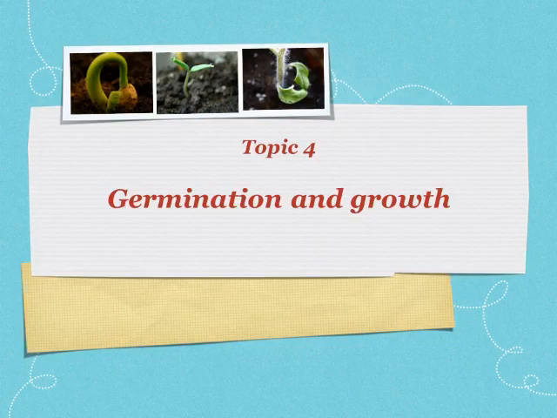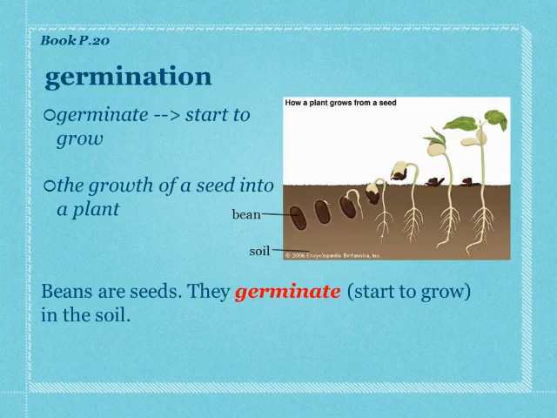Topic 4. Germination and growth. Page 20. Germination. Germinate. Start to grow. The growth of a seed into a plant. Beans are seeds. They germinate, start to grow, in the soil.